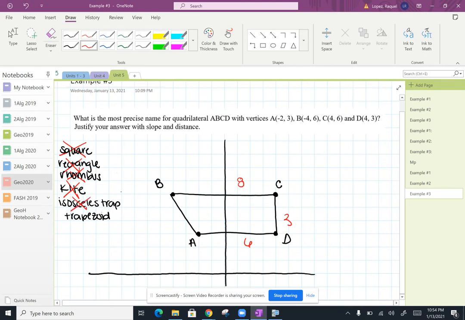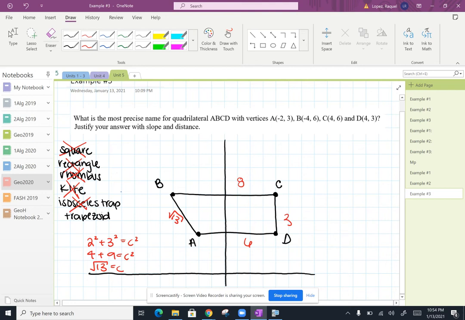And I know it can't be an isosceles trapezoid because this distance is not going to be the same. So when I do the Pythagorean theorem, this leg is 1, 2, 3, this leg is 3. I end up with 2 squared plus 3 squared equals c squared. This ends up being the square root of 13 equals c. So this side length right here measures the square root of 13, which is not 3. So it must be a trapezoid.